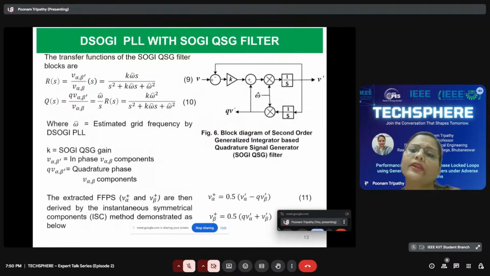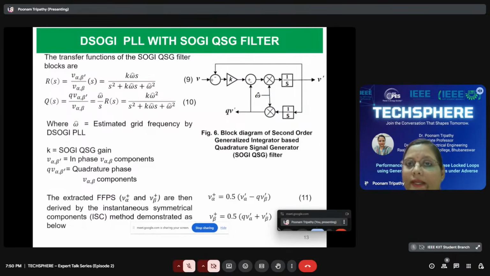From the Bode plot analysis, which was derived from the RFS and QFS, it was observed that the output V dash represents bandpass filtering nature, which means it inherently has the capacity to reject the effect of DC offset as well as harmonics. But the quadrature phase voltage component QV dash, from the Bode plot analysis of the QFS, was found to exhibit low pass filtering nature, and hence it is only capable of rejecting the effect of harmonics, whereas it is not capable of eliminating the effect of DC offset.